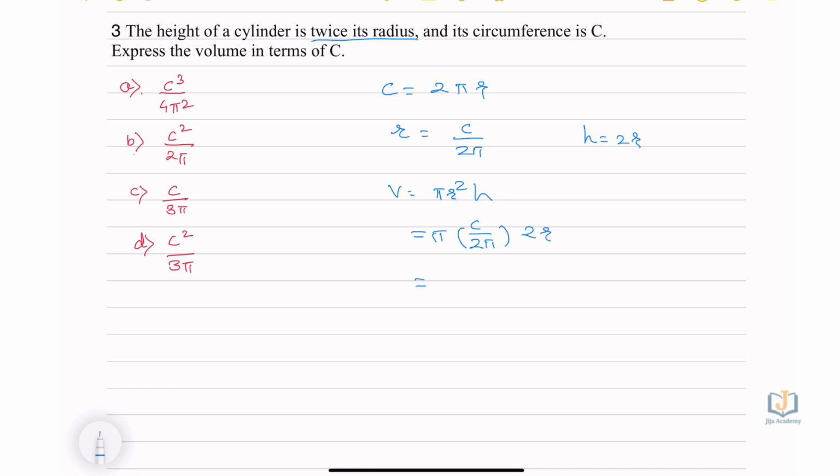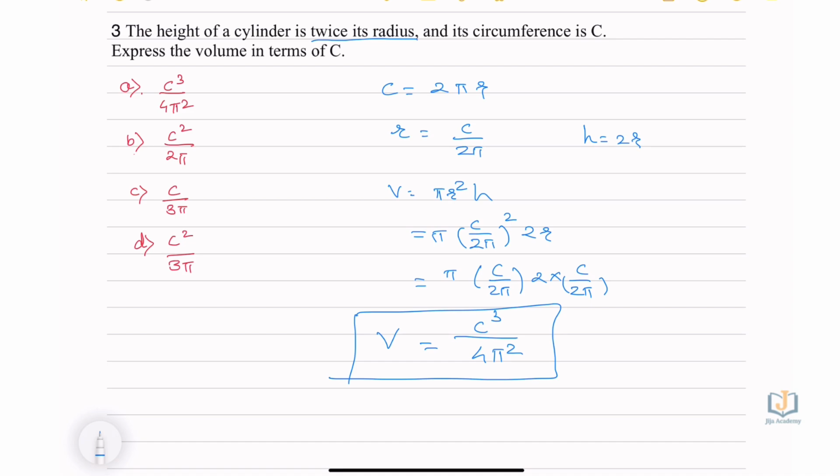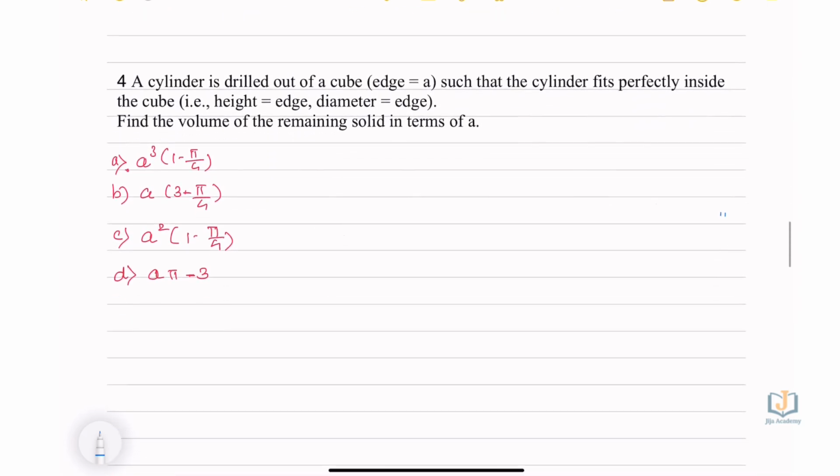So π² into C upon 2π and 2 into C upon 2π. So we get here C³ upon 4π² volume. This is the answer. So option A is the correct answer. This is the volume in terms of circumference.